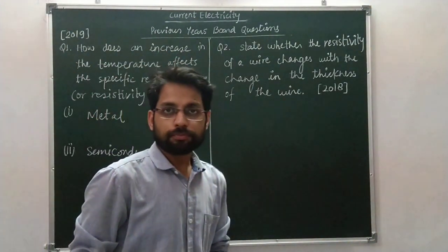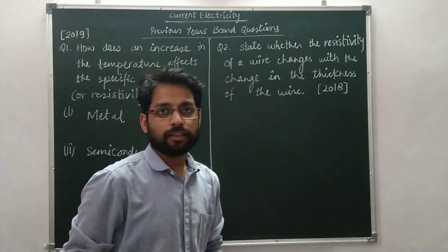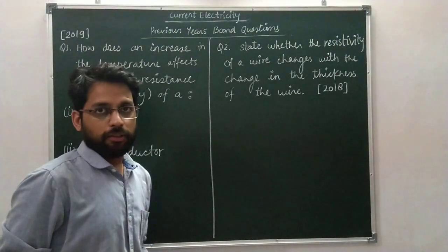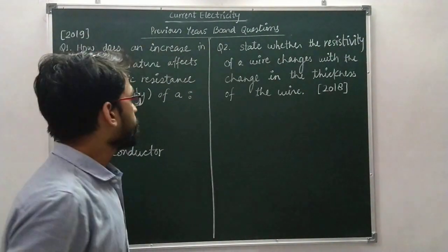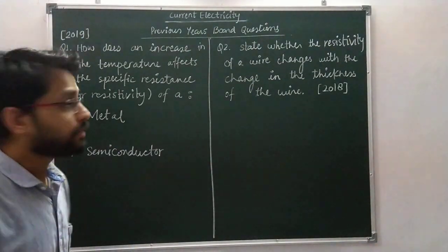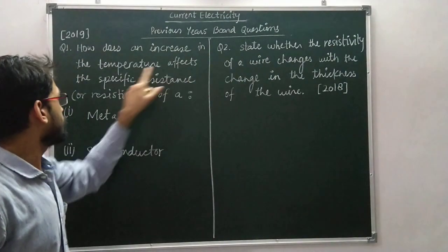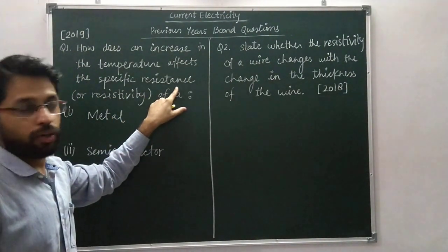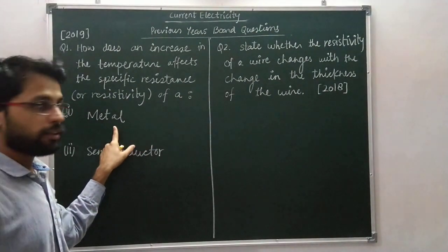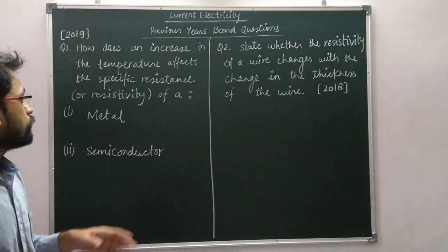Now today I am going to discuss some previous years' board questions belonging to this chapter, current electricity. The first question is, how does an increase in the temperature affect the specific resistance, known as resistivity, of a metal, and second, of a semiconductor.